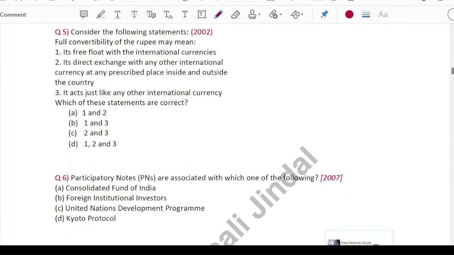Next question. Full convertibility of the rupee may mean free float with the international currencies. Yes. Direct exchange with any international currency at any prescribed place inside and outside the country. Yes. It is just like any other international currency. Yes. So, the answer is D.